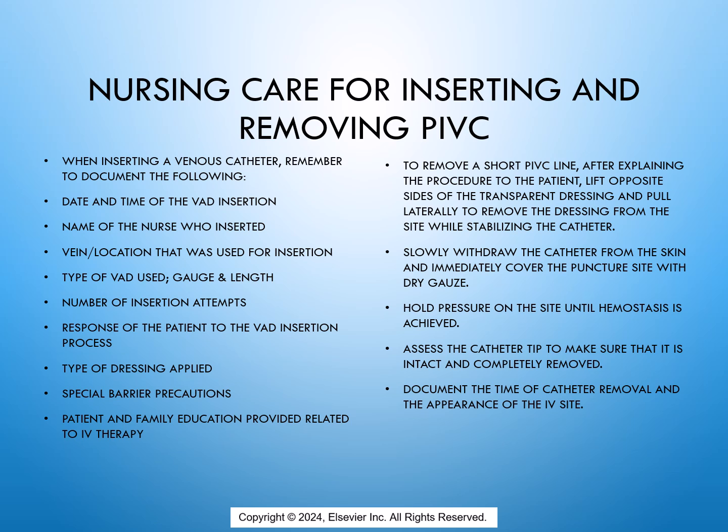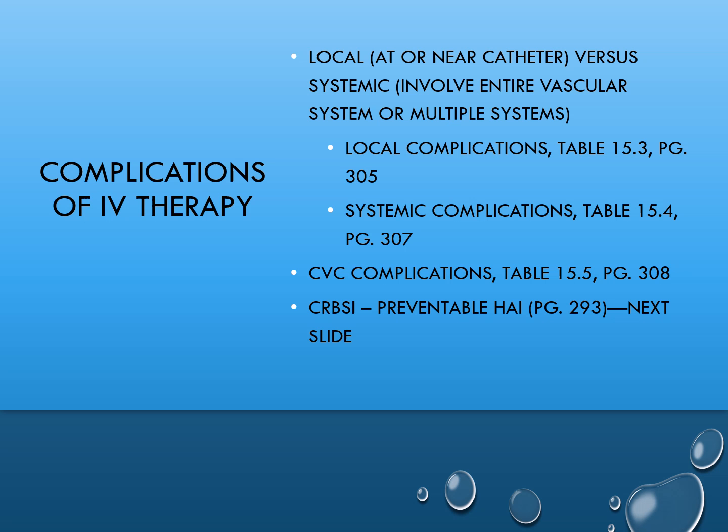When removing that peripheral IV, you want to slowly withdraw the catheter from the skin after gently lifting and removing the transparent dressing. Hold pressure on that site until hemostasis is achieved, and then look at the catheter tip to make sure that it's intact and that it was completely removed. And then document your time of catheter removal and the appearance of the IV site.